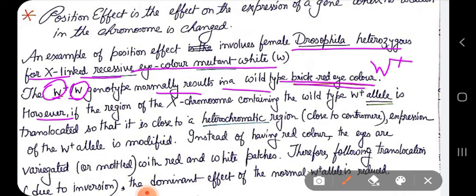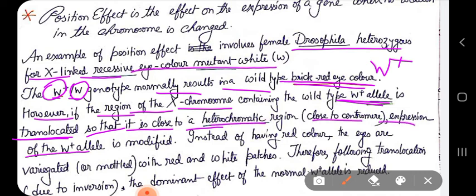However, if the region of the X chromosome containing this wild type W+ allele is moved, or translocated, so that it is close to a heterochromatic region, expression of that W+ allele is modified.